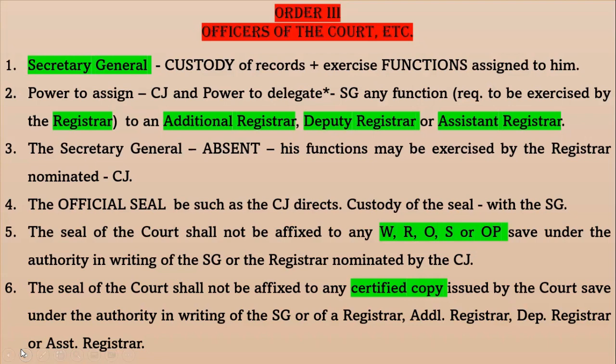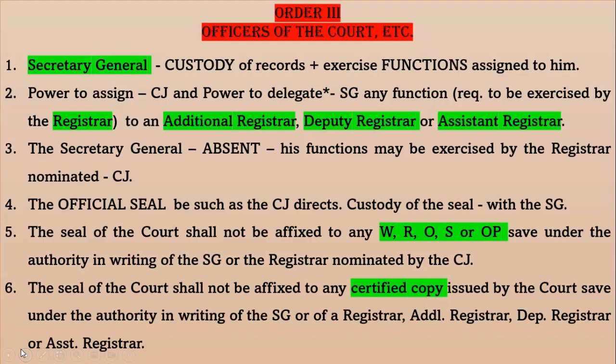Rule 4 relates to the official seal of the court. And Rule 5 also relates to the official seal of the court. Rule 6, again same, relates to the seal of the court. So Rule 4 provides that the official seal to be used in the court shall be such as the Chief Justice may from time to time direct and shall be kept in the custody of Secretary General. Now let's see what is Rule 5.